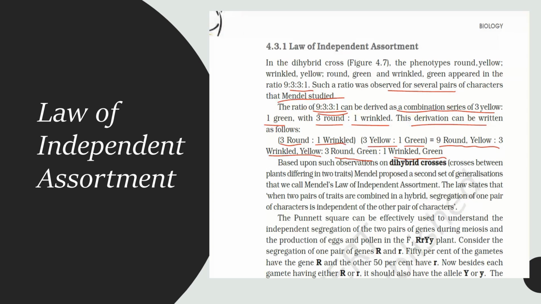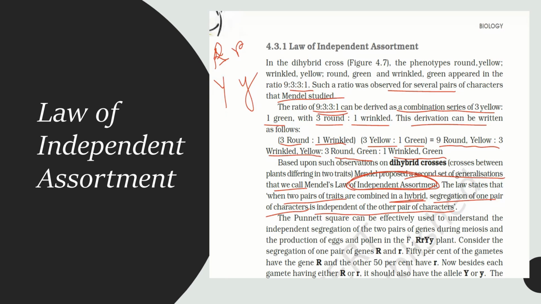Based upon such observations on dihybrid crosses between plants differing in two traits, Mendel proposed a second set of generalizations that we call the law of independent assortment. This is a very important law. According to this law, when two pairs of traits, here round and wrinkled, and yellow and green, are combined in a hybrid, then segregation of one pair of characters is independent of the other pair of characters. So segregation or separation of one pair of characters is independent of the other pair.